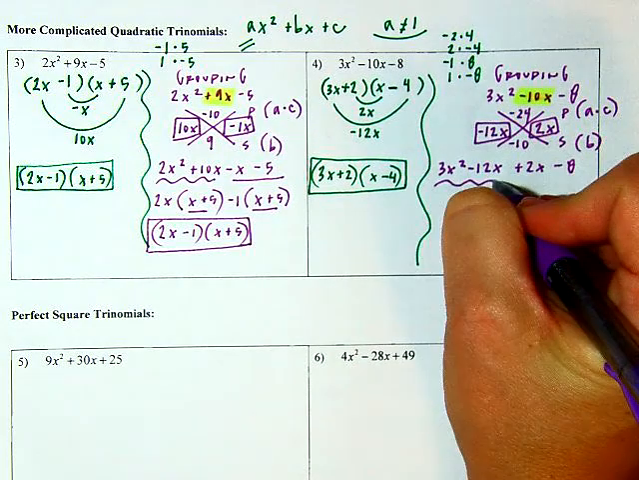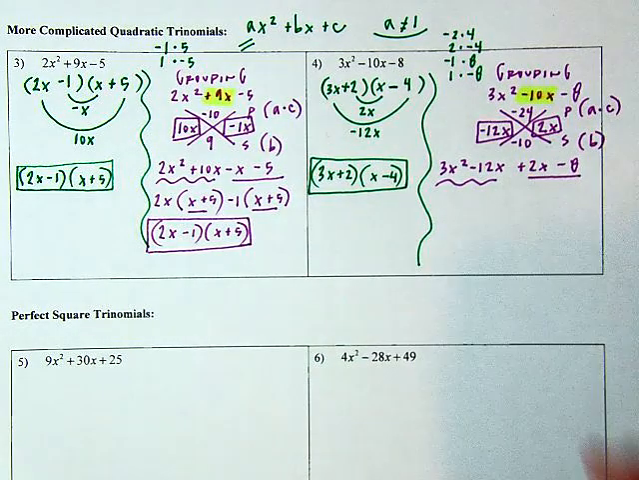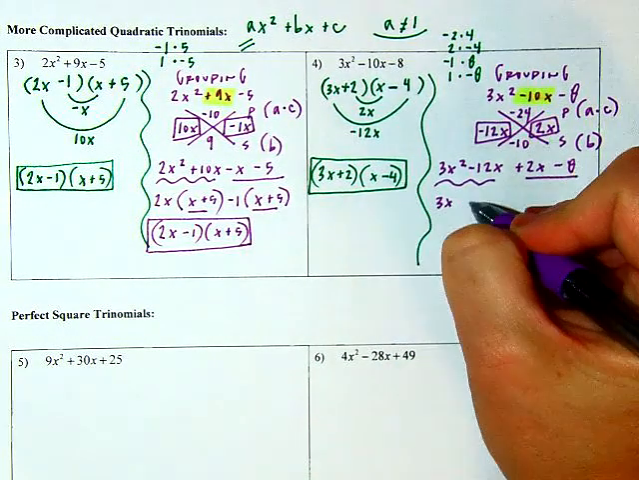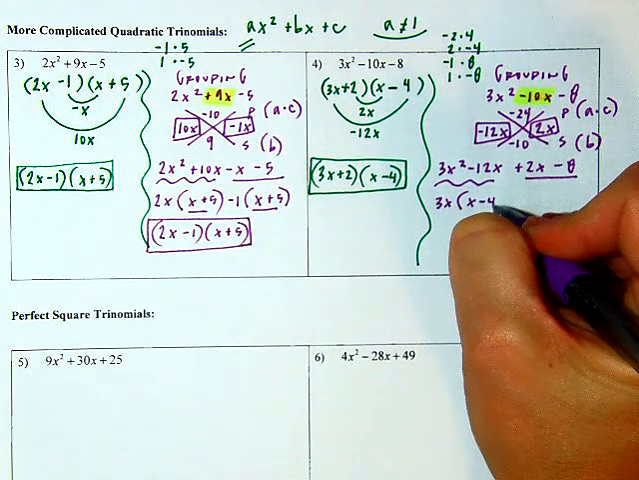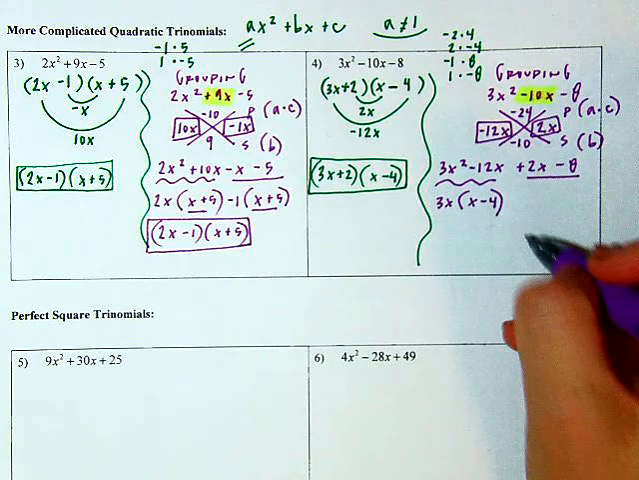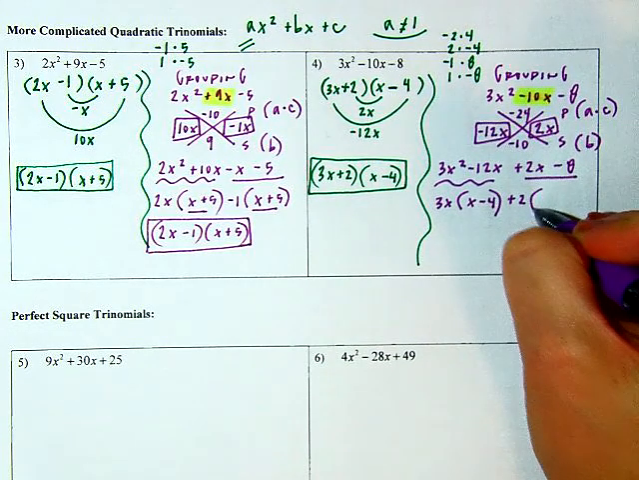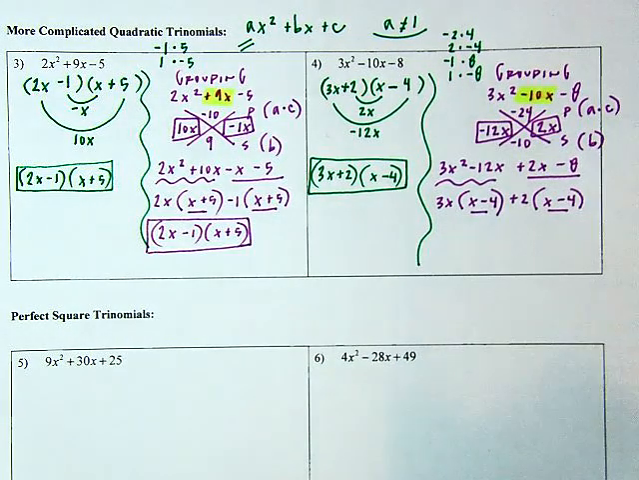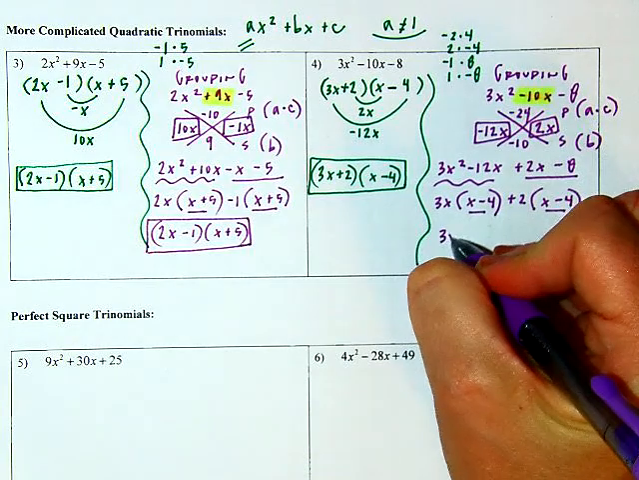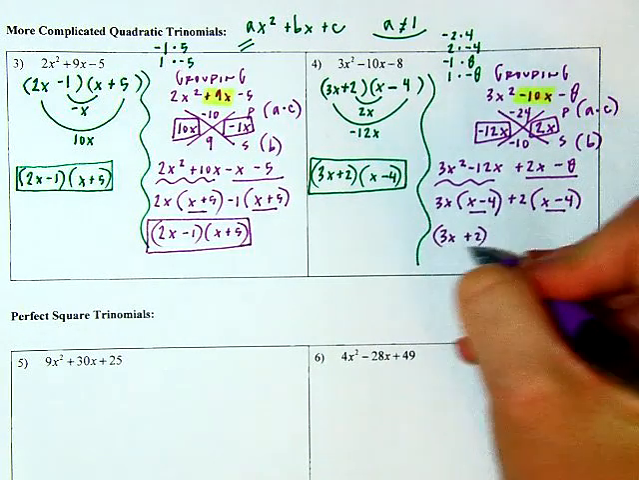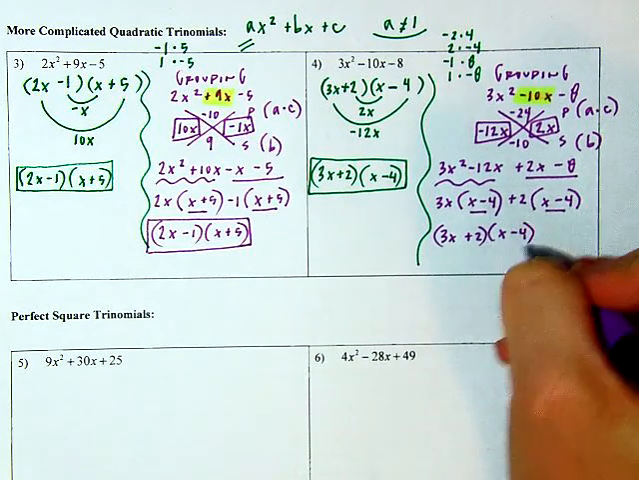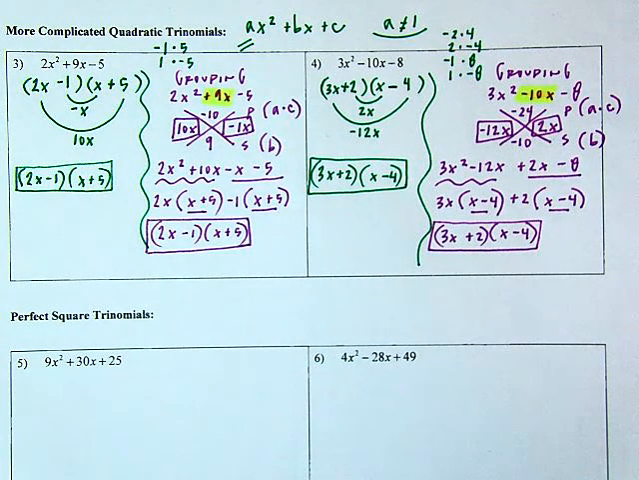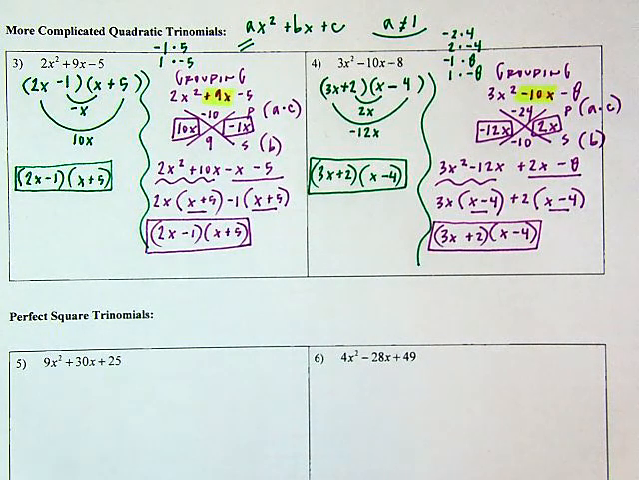So I want to group the first two and the last two. I'm looking for a GCF here. I see it's 3x, leaving behind an x minus 4. Okay, over here I see it's a plus 2, leaving behind an x minus 4. These packages match. I can regroup it as 3x plus 2 times x minus 4. So I've just confirmed the same factorization, just using a different method.